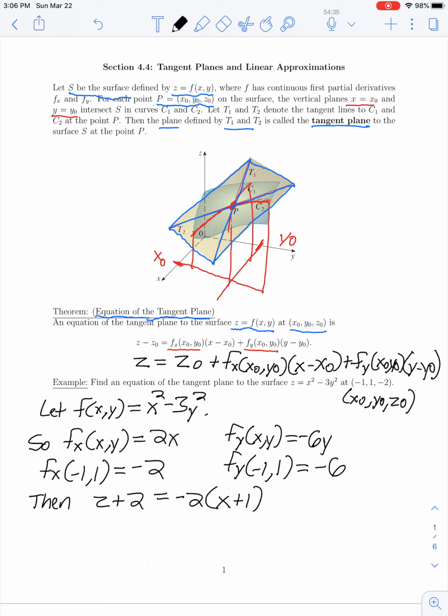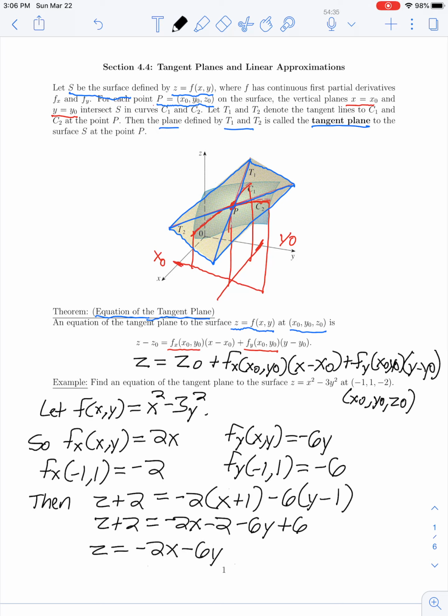And then we're adding the partial derivative of f with respect to y, which is negative 6, times y minus y naught, which was a positive 1. So we can simplify our equation a little bit. We've got then z plus 2 is equal to negative 2x minus 2 minus 6y plus 6. And we could either solve for z here by subtracting 2 from both sides, which would leave us z equals negative 2x minus 6y, plus 4 minus 2 would leave us a plus 2.